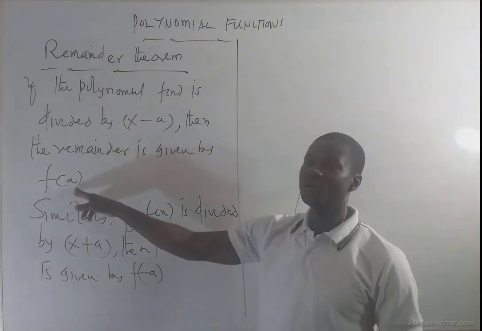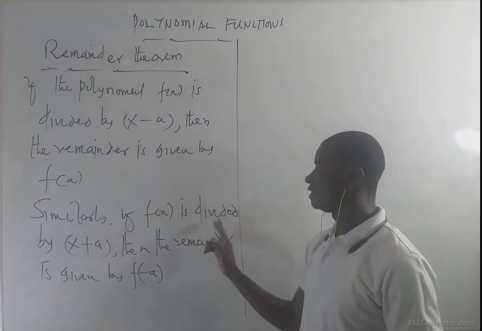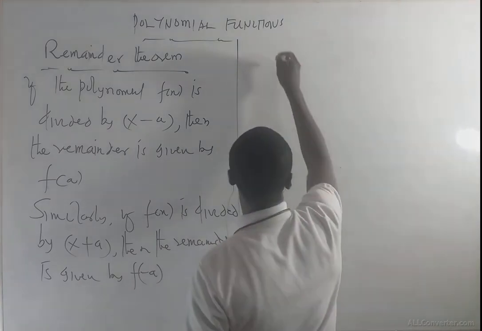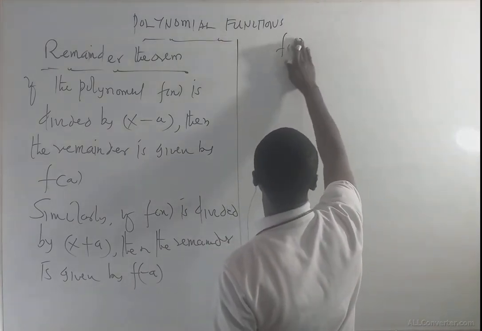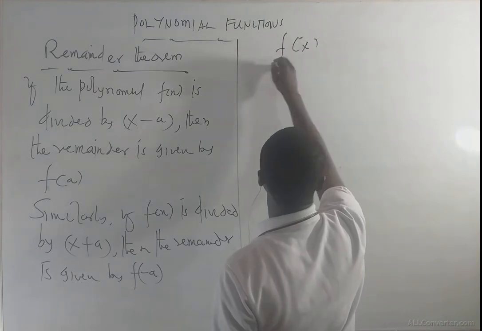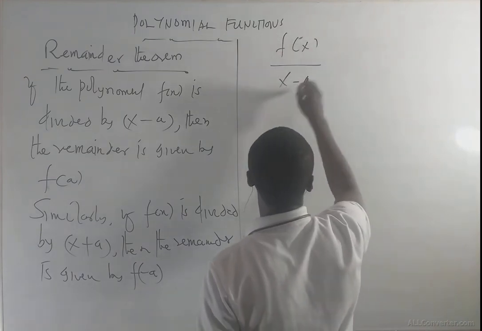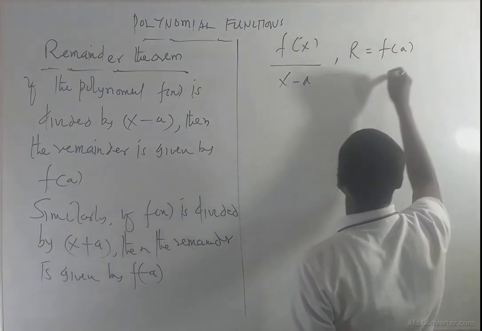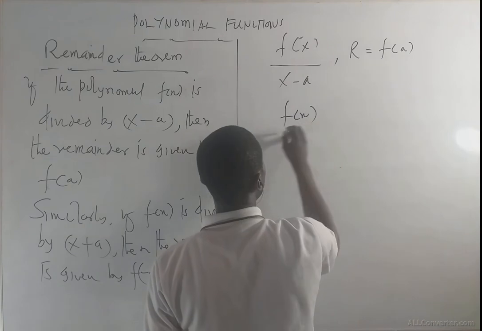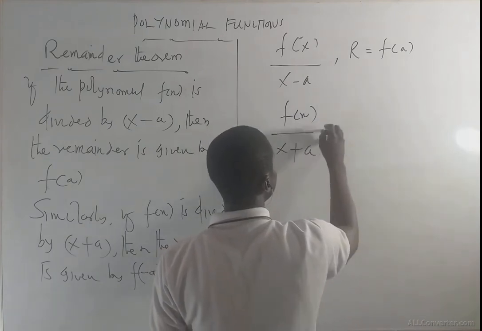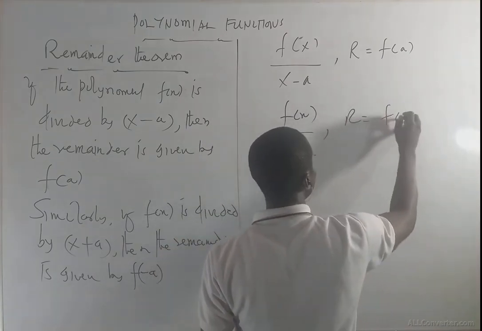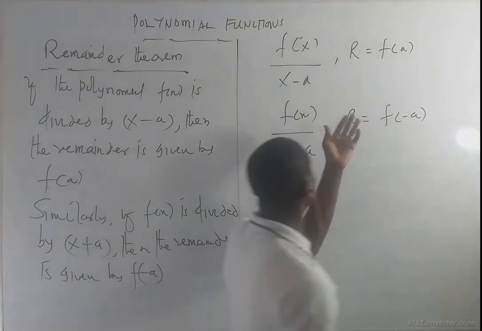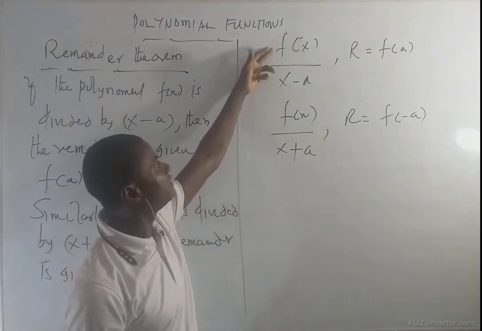Now I'll explain why we have f of a. Then similarly, if f of x is divided by x plus a, then the remainder is given by f of minus a. Now what is happening is, we are saying that if f of x, that's the polynomial function, is divided by x minus a, then the remainder will be equal to f of a. Then if the polynomial function is divided by x plus a, then the remainder will be equal to f of minus a.